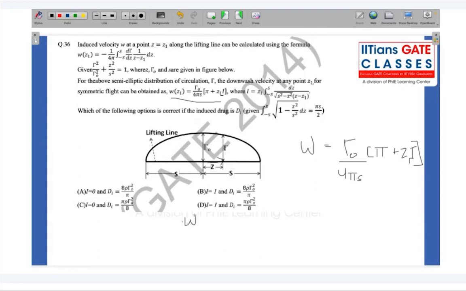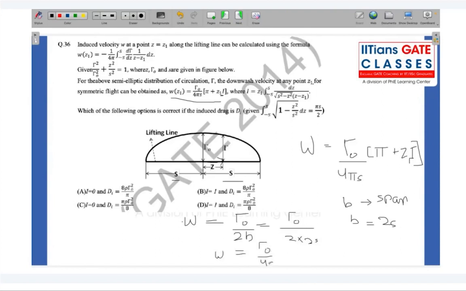My induced velocity for an elliptical lift distribution is a constant value, and it is nothing but gamma naught by 2b. All right. Where b is nothing but the span of the wing. And in this question, you can see the span is nothing but 2 times s. You have s as a half span, another s as the other half span. So your b is nothing but 2s in this case. So you have gamma naught by 2 into 2s. So your w is nothing but gamma naught by 4s.